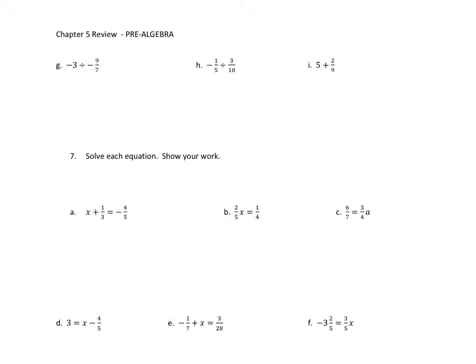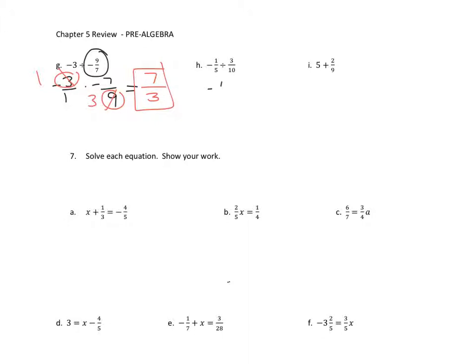Okay, now dividing. So I'm going to write this number as a fraction, negative 3 over 1. And I'm going to multiply by the reciprocal, which is negative 7 over 9. So I still look for factors. 3 and 9. 3/9 reduces to 1/3. So I multiply straight across and I get 7 over 3. That's already reduced. And check your positives and negatives. A negative times a negative is a positive.